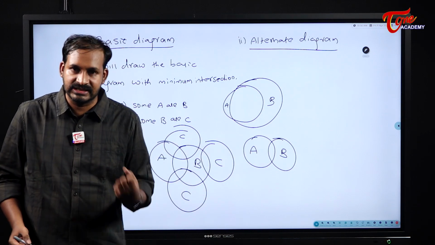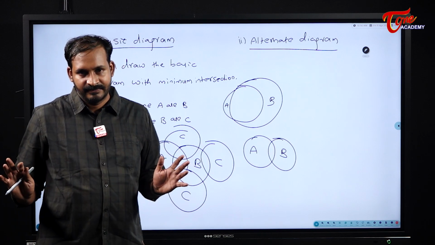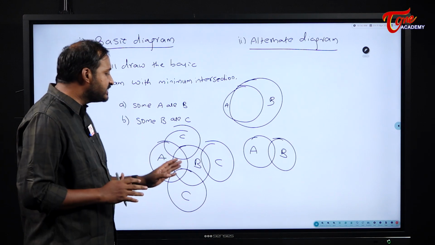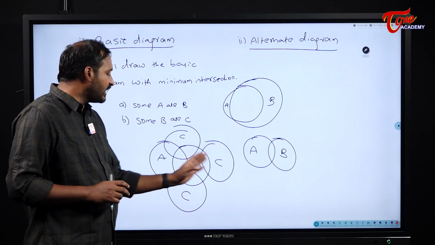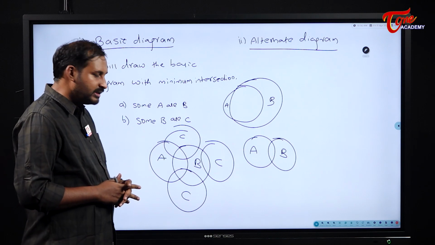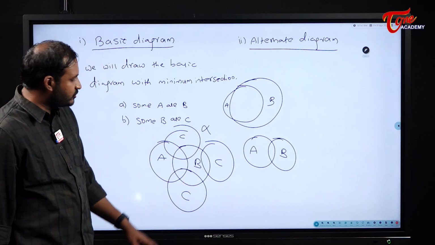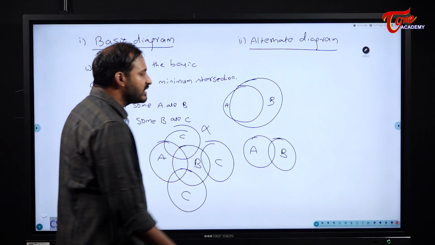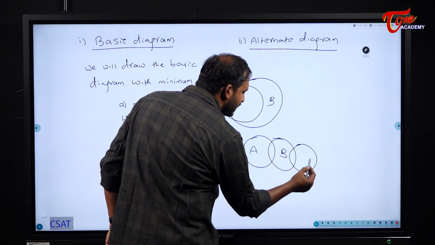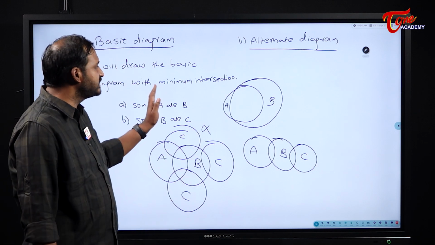convenience. Minimum intersection in the sense, unnecessarily we will not mix two components. Unnecessarily, we are not going to mix any two components. See here, actually, is there any necessity for me here that I should mix C with A? Is there any necessity? No. So, without any necessity, I should not mix C with A. Because of that reason, how am I going to draw? I will draw C in such a manner that C will not intersect with A. Minimum intersection means this is the meaning.